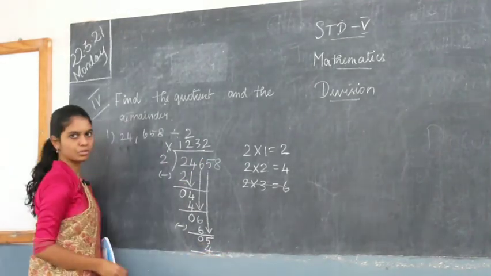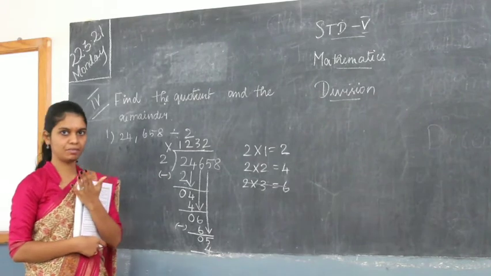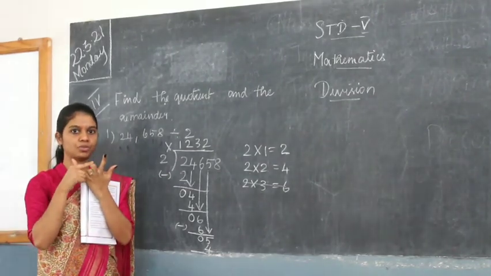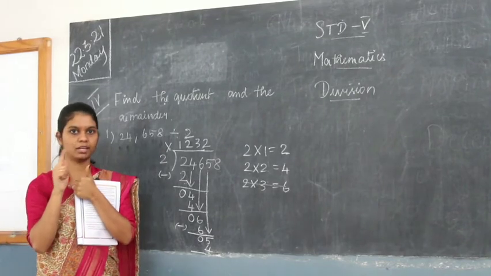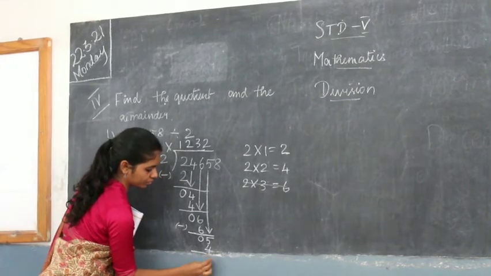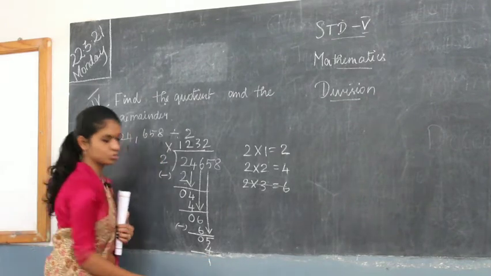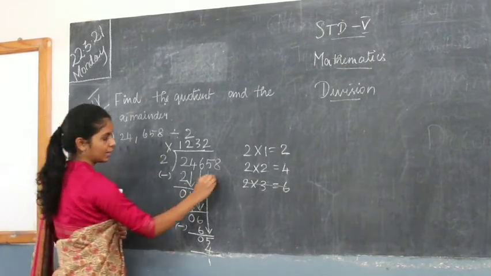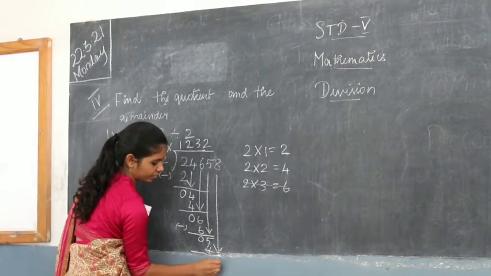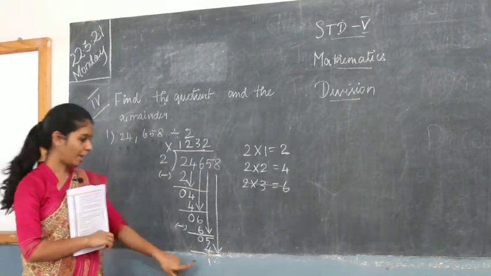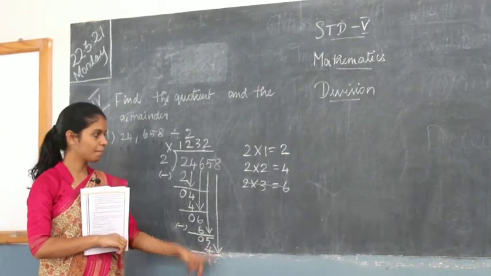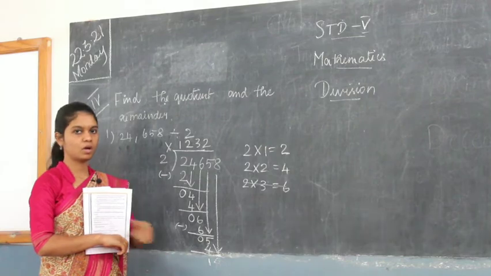Now you should subtract them. You have 5 and you are going to subtract 4 from it. How many is remaining? 1. So 1 you will write down. And you should bring the next number down, which is 8. Now you got 1 from the subtraction 5 minus 4 and 8 from here.